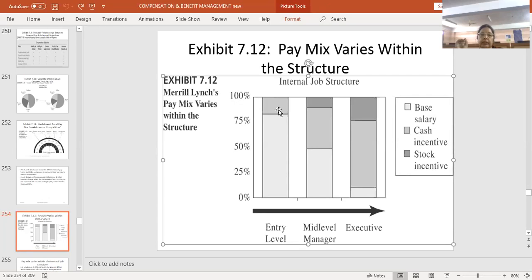For middle level managers, the base pay is reduced to 50%, and the cash incentive is also less, and they get stock options around 10 to 20%. Same way for executive jobs, you see the base pay is very less, around 10 to 15%. Cash incentives are more and stock options are more. So you see for middle level jobs and executive jobs, these jobs are performance based pay mix. So depending on their performance, their cash incentives and their stock options will vary.